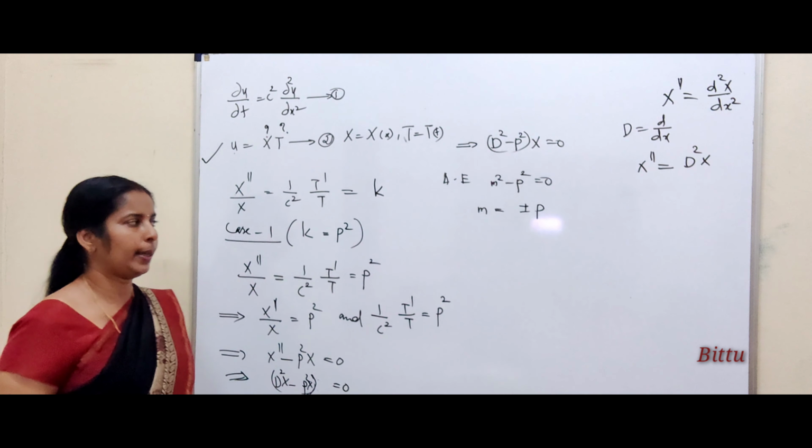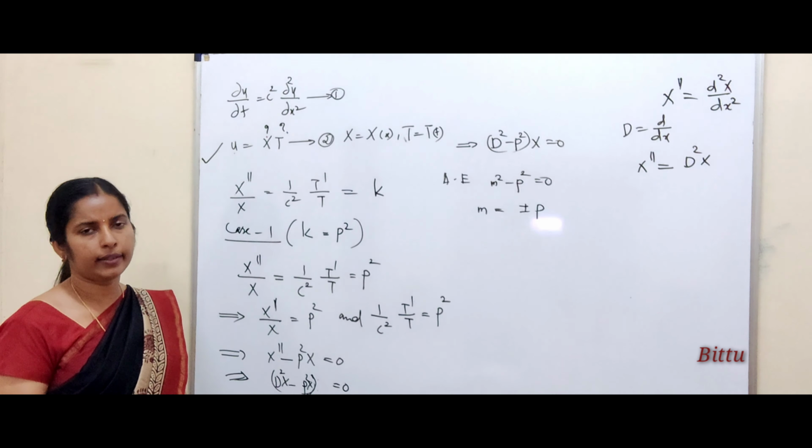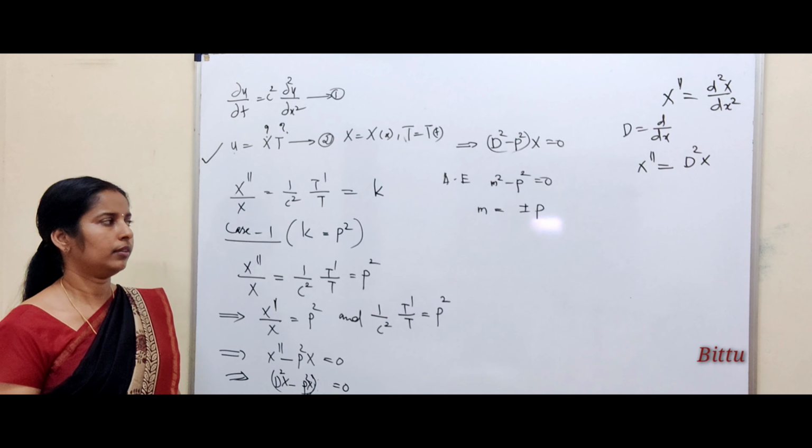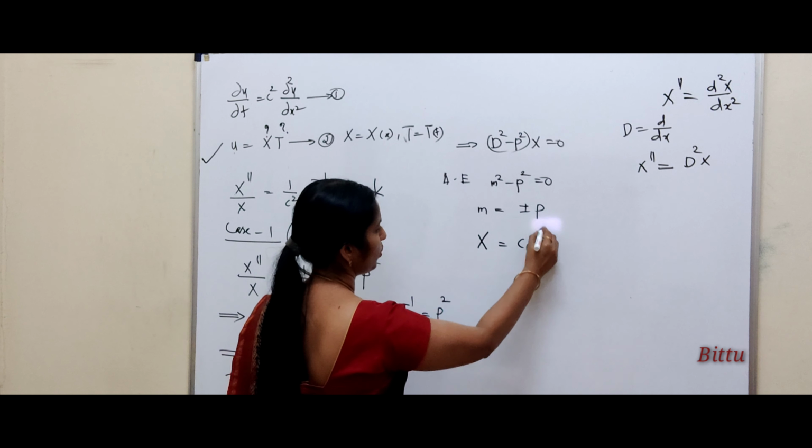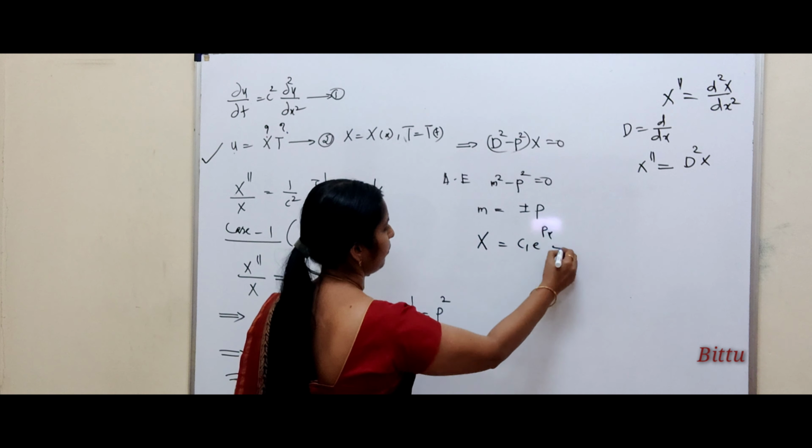Since the values of m are real and distinct, we can write the solution capital X as c1 e raised to px plus c2 e raised to minus px. So in case 1, we have capital X.